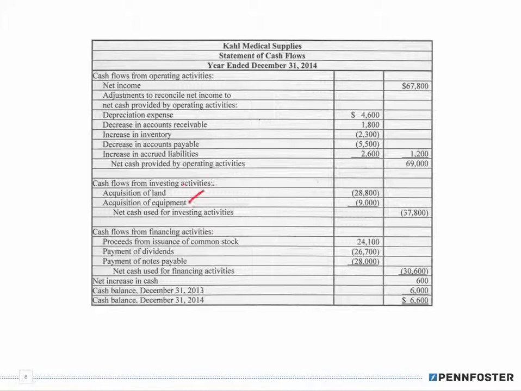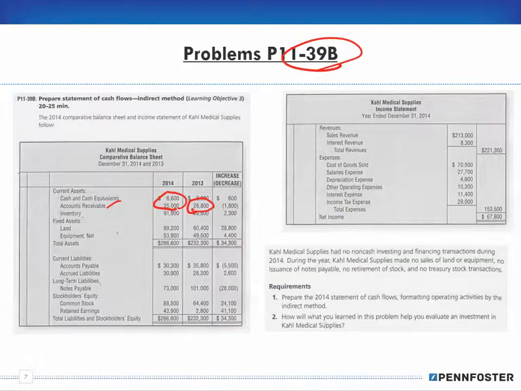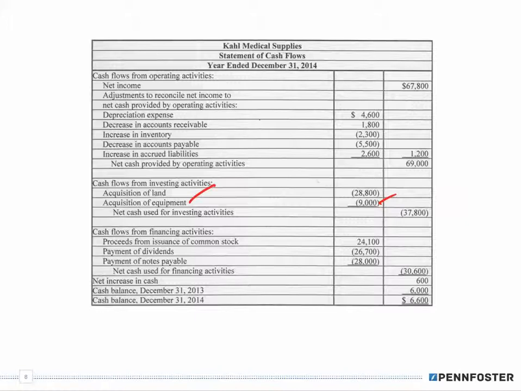Your acquisition of equipment has $9,000. Notice that over here, for your equipment, you started out at 49.5 and you ended up at 53.9. So that's a difference of $4,400, and you have your depreciation expense of $4,600. You have to take into consideration the change in your net equipment and the effect of the depreciation in order to arrive at the amount for the acquisition of the equipment.